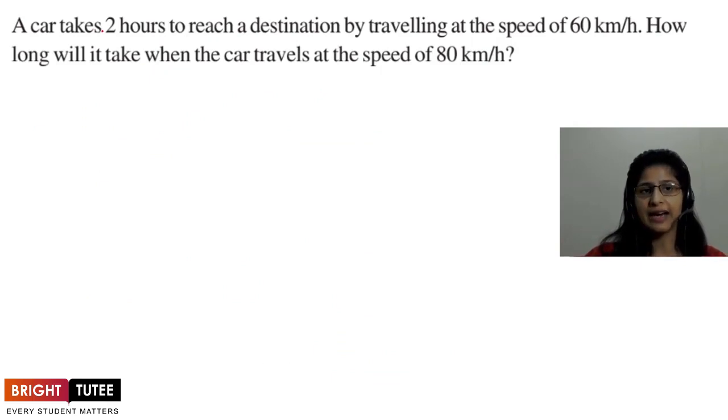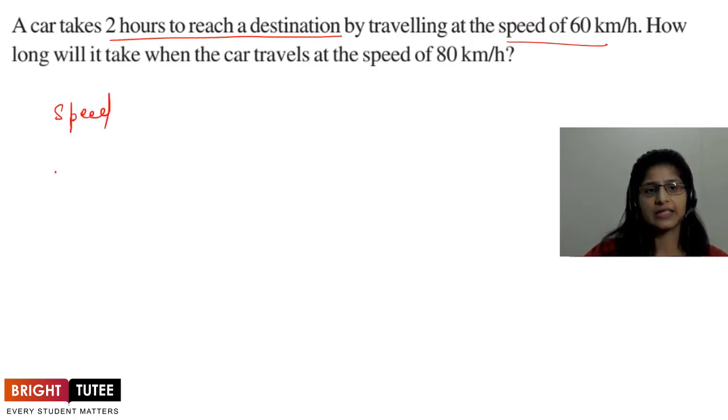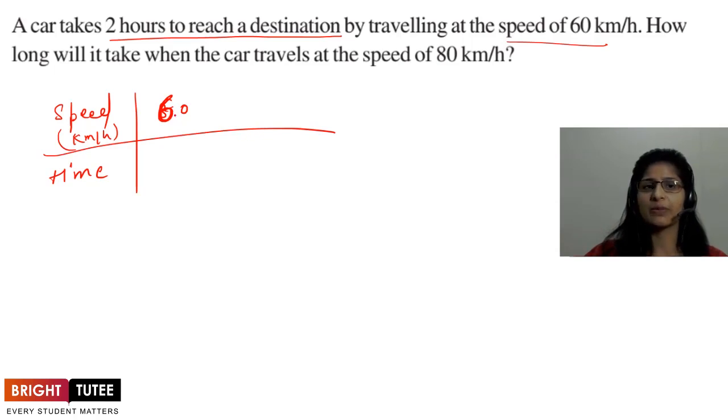It says a car takes 2 hours to reach its destination by traveling at the speed. So speed is given and time is given. So if speed is 60 kilometer, what is the speed? 60 kilometer per hour. So I'll write the unit here. If speed is 60 kilometer per hour, how much time does it take? 2 hours. Time is in hours.